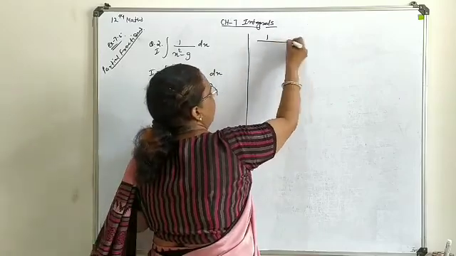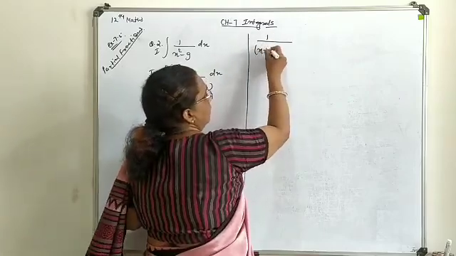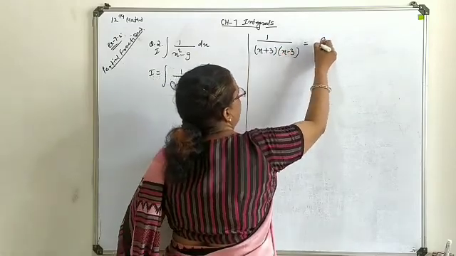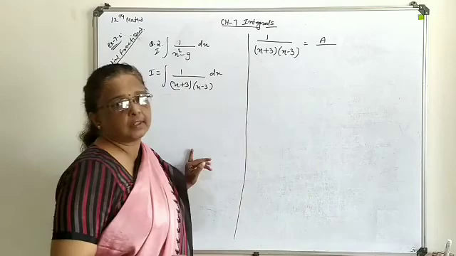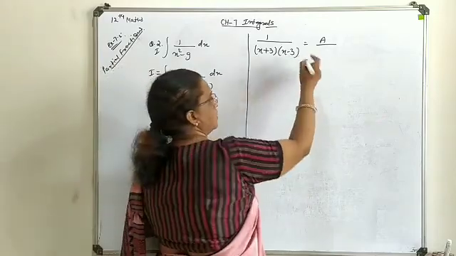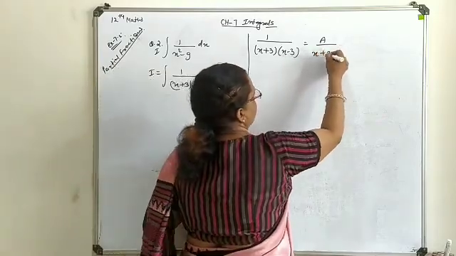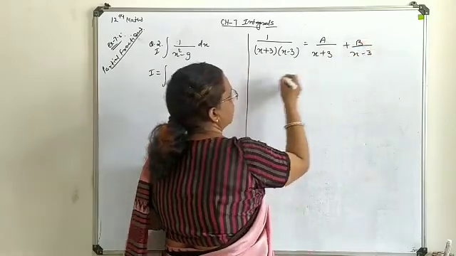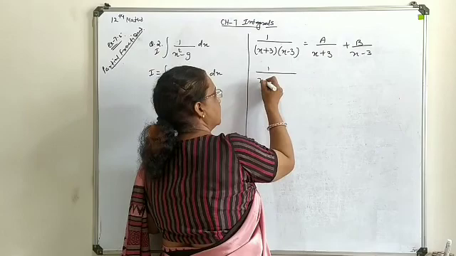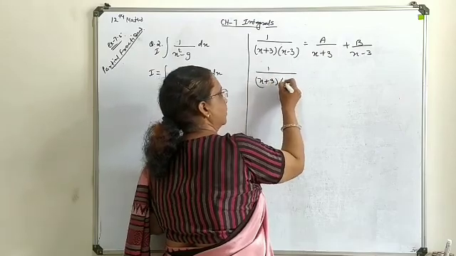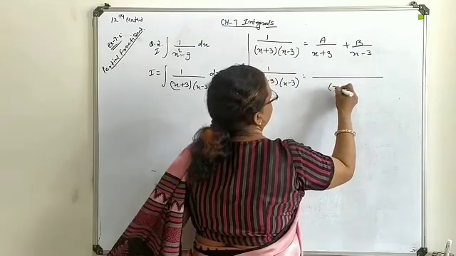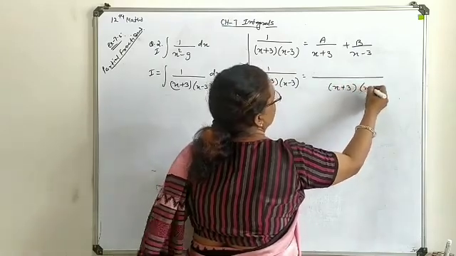Let 1 upon x plus 3 and x minus 3 be equal to, because of the linear combinations only a single constant is introduced for each, a upon x plus 3 plus b upon x minus 3. Go for taking the LCM here. This you will carry as such. I have made all these steps clear. This is x plus 3, this is x minus 3.